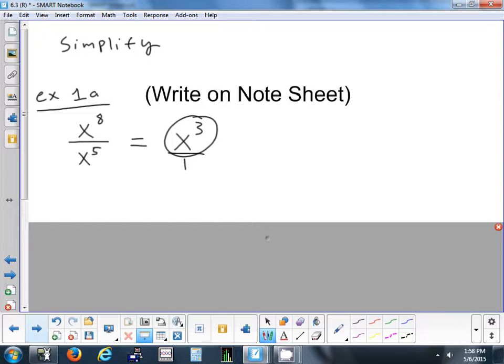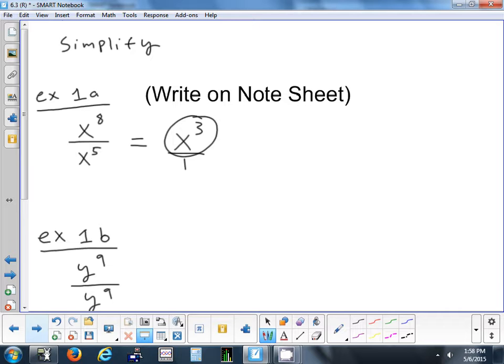Do you guys have any questions on that? Okay. Bigger exponent in the top, answer is in the top. If the bigger exponent was in the bottom, this would have been flipped. What if it was the same exponents? We're going to do one that's the same right now.